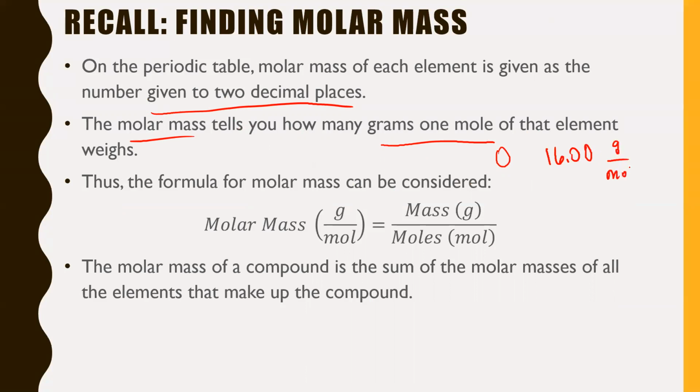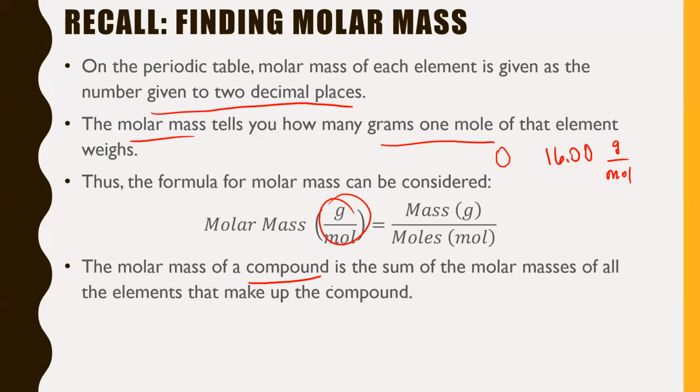So 16 grams per 1 mole, or in other words, 16 grams per mole, right? So thus, the formula for molar mass, which is grams per mole, is equal to mass in grams divided by moles, which are, of course, in moles, right? So the unit on molar mass itself, grams per mole, tells you what the formula is. It's grams over moles.